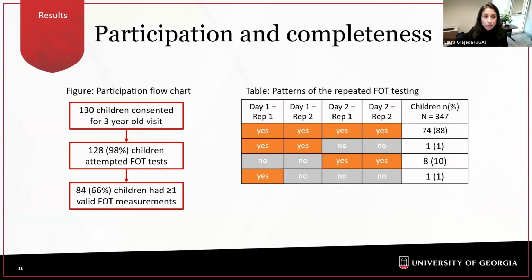This slide shows you the participation and completeness of our data. 130 children consented for 3-year-old visits. From them, 98% attempted full tests, and from them, 66% had at least 1 valid FOT measurement. You see here the challenges of working with this age. And then on the right, we have the completeness of our repeated testing. For example, 88% of our sample had the 4 tests that we were requiring.